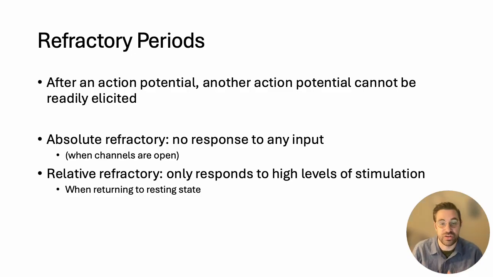Typically this is when you're kind of trying to return to resting state. So we've hyperpolarized, we haven't quite balanced out with our sodium potassium pump, and so it's going to be a lot harder to get back up to threshold for a little bit. So there is a functional limit on how fast your neurons can fire.